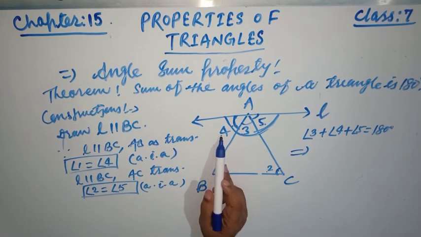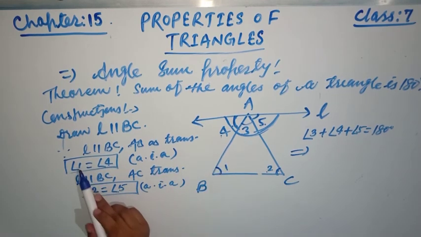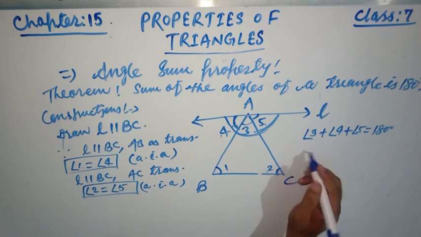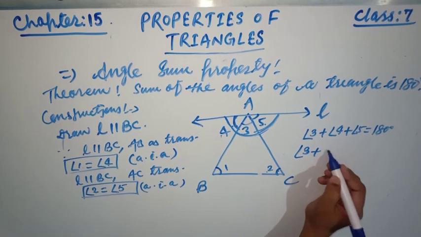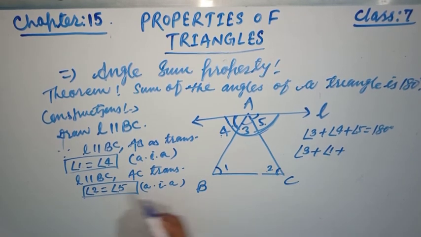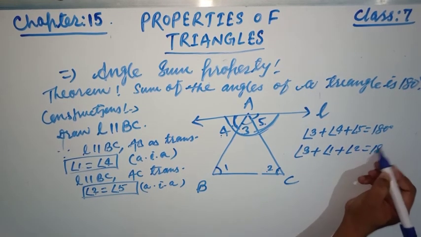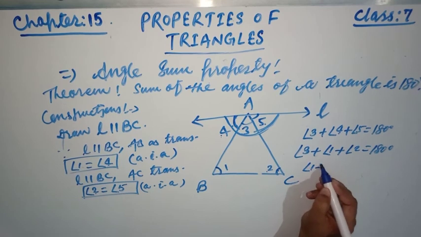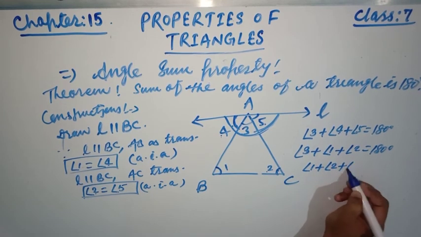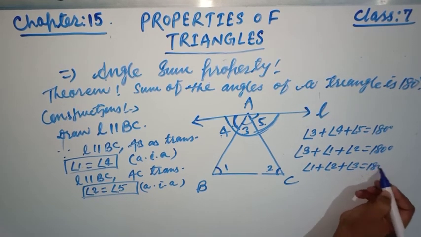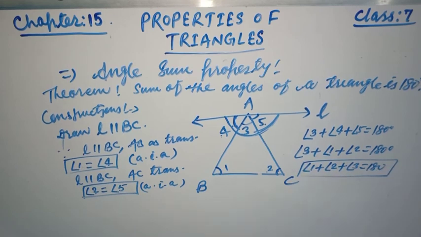angle 5 could be written as angle 2. So instead of angle 4, friends, we can write angle 1. Instead of angle 5, we can write angle 2. Now look, this is angle 1, this is angle 2 plus angle 3 is equal to 180. So this is proved, friends.